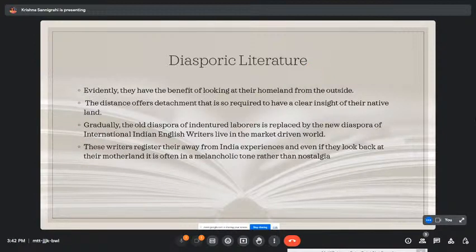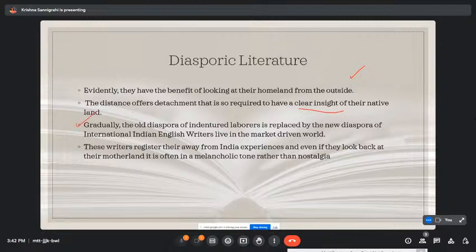So evidently they have the benefit of looking at their homeland from the outside. So an outside view of their own homeland can be seen. The distance offers detachment that is so required to have a clear insight of their native land. So it actually gives you a clear insight of the native land. So you get a better understanding of your country when you are distant.